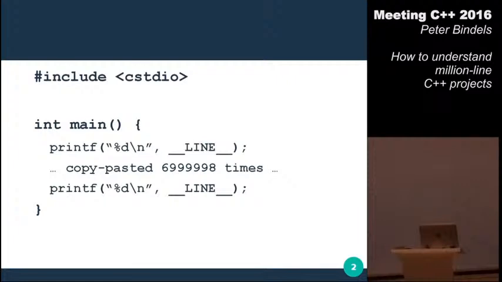Actually, it doesn't have what makes million line projects difficult, which is that they are hard to understand. This one's really easy to understand. It's so easy you could turn it into a for loop of 5 lines. But that's not the problem that I'm going to tackle.